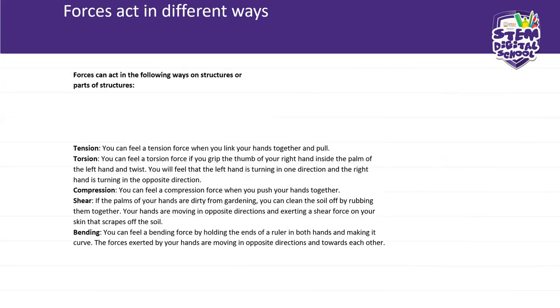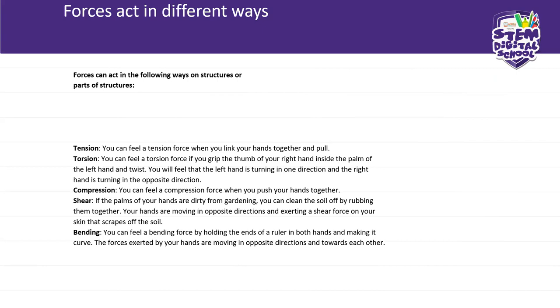Tension. You can feel tension force when you link your hands together and pull. When you join your fingers and you pull, that's the tension that you feel. And then torsion: you can feel a torsion force if you grip the thumb of your right hand inside the palm of your left hand and twist. That twisting kind of force is called torsion. Compression, you've seen compression.